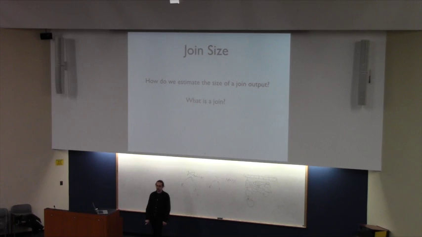The performance of a query, what kind of queries have we looked at so far? What kind of operators? Selection. Okay. So what's a join operation? Cartesian product plus selection.